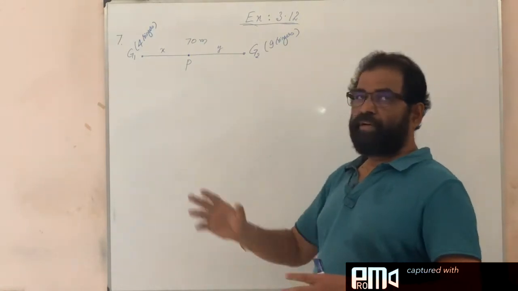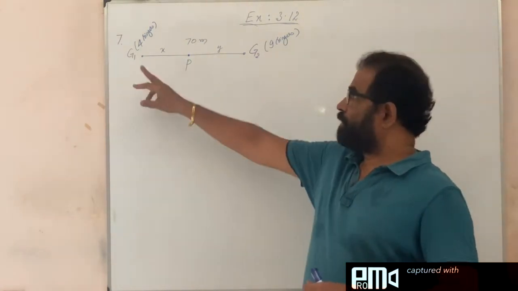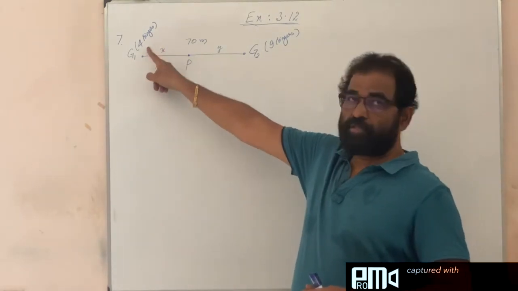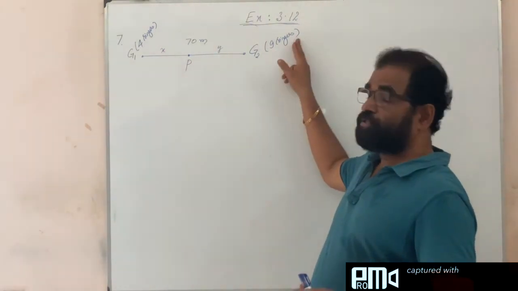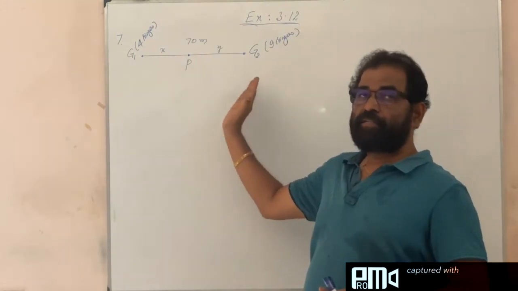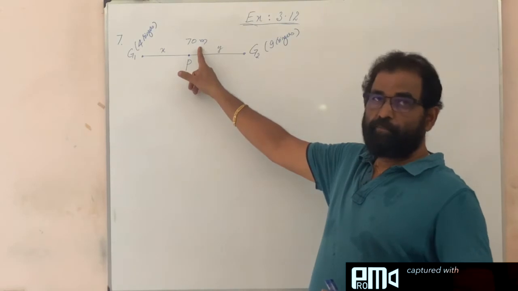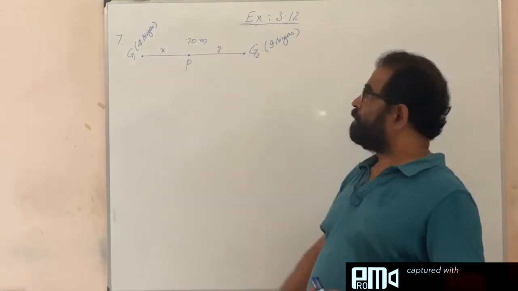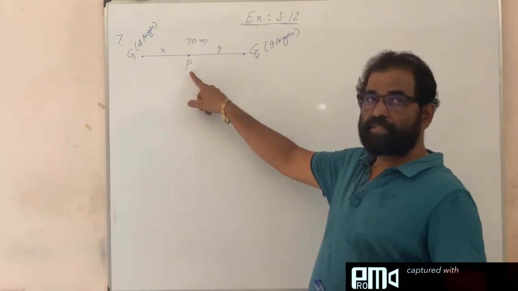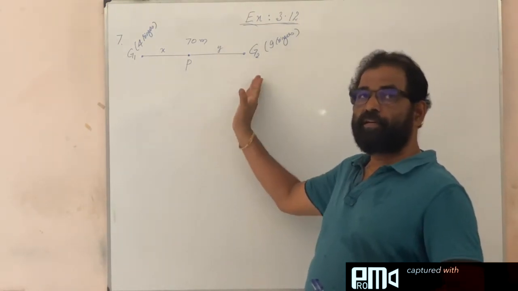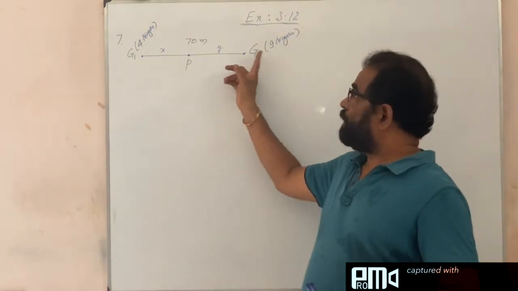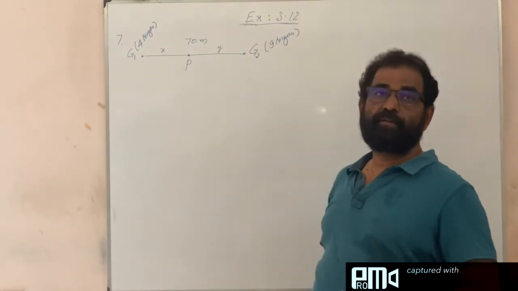See, music is played in two galleries. Gallery 1 G1, Gallery 2 G2. In Gallery 1, 4 singers are singing. In Gallery 2, 9 singers. They are opposite to each other and separated by a distance of 70 meters. Here the question is, where should a person P stand so that he can hear the same intensity of sound? And these two galleries are separated by 70 meters.